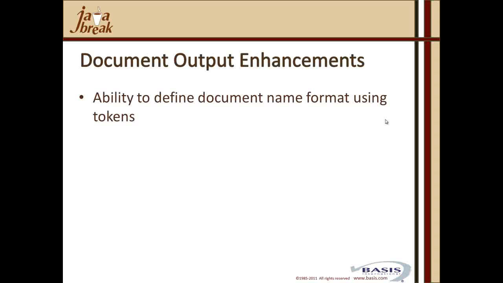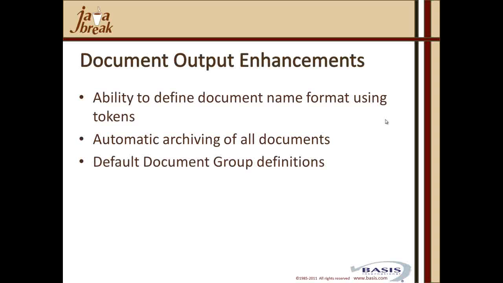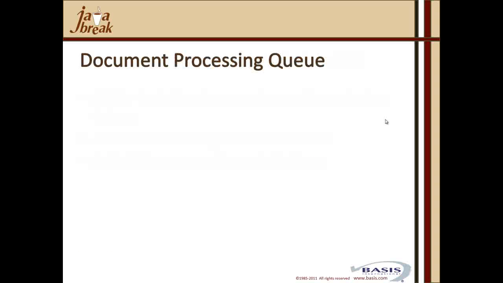And document output enhancements that we've put in place is we've given you the ability to define a document name format by utilizing tokens. So tokens relating to the username, for example, can be prefixed into the resultant name of the document. Automatic archiving of all documents is now part of the document output subsystem, and we have default document group definitions. And we have a document processing queue.